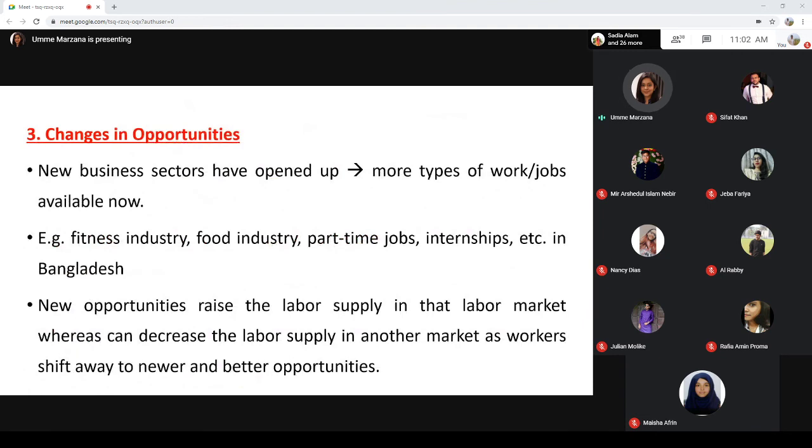Then changes in opportunities বলতে বুঝাচ্ছে different types of industries that are opening up when there are new and more variety of business sectors working or employment opportunities, new and different types of firms that are opening up. Obviously there are more jobs, more types of work and more jobs that are available now. If you think about, let's say, the fitness industry, over the 5-10 years in Bangladesh, more people are moving towards becoming fit and healthier, which is causing more gyms to open up, more trainers to actually get work. That means that market ki hoyeche, labor supply bereche, right?